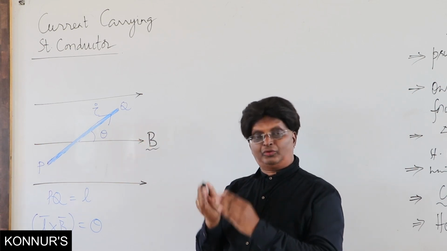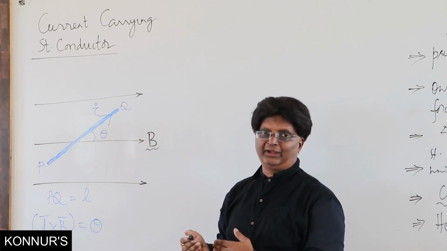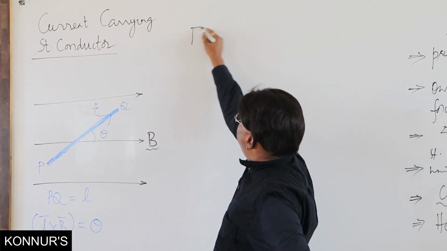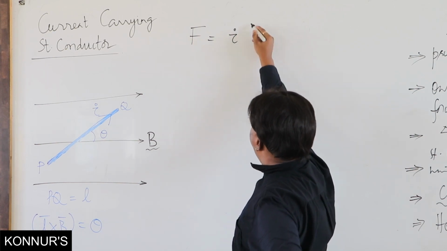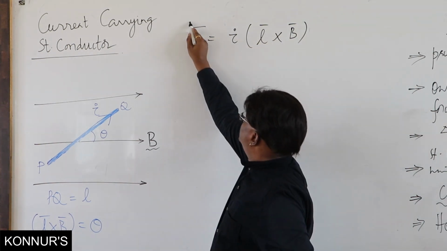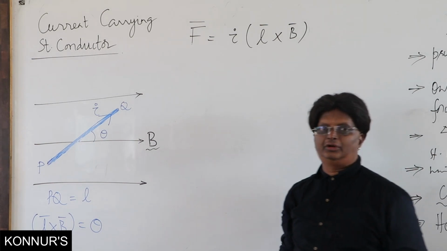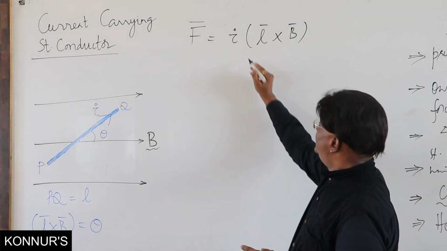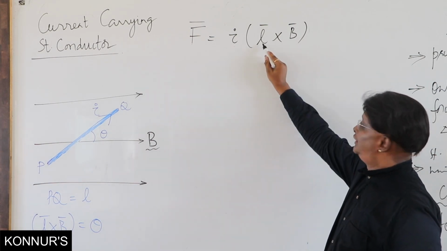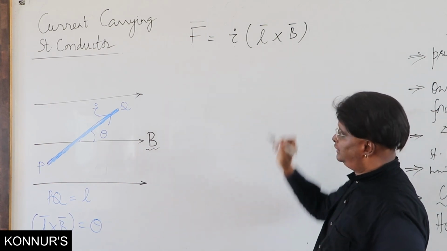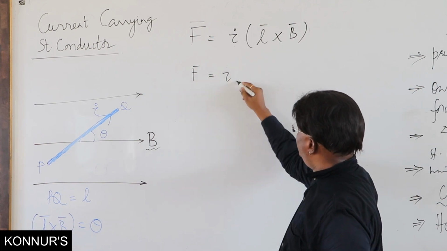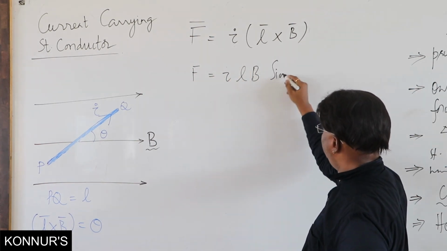In fact, it is the force acting on the electrons that are flowing inside, and apparently will be seen as force on this conductor, and F is equal to I times L bar cross B bar, again the expression for the magnetic force on the current carrying conductor. Symbols with regular meaning: I, current carried by the conductor, L, length of the conductor, and of course B bar, the external induction. The magnitude I am writing in the scalar form: F is I, L, B sin theta.